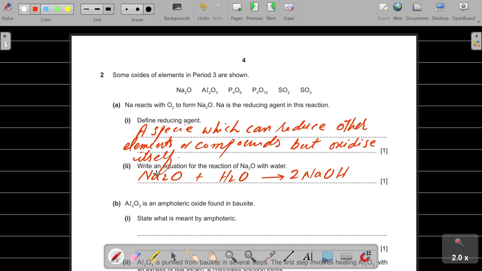Now write the physical states. Sodium oxide exists as a solid in nature. Water exists as a liquid in nature. Okay, so now the product dissolves in water, so it is aqueous.